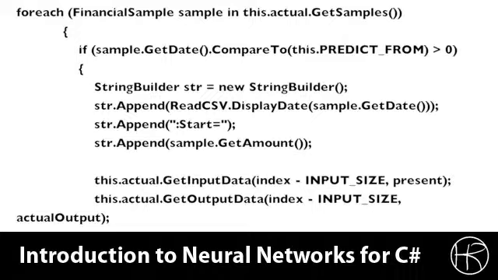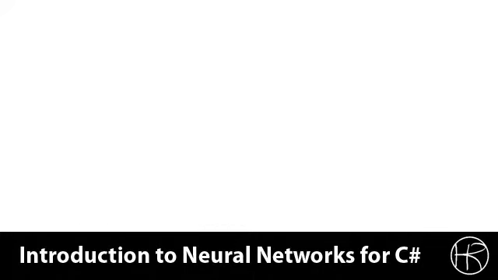We then begin a string that is going to be output. We start with the word start equals, and that is going to let us know the date that we start with, and then we're saying the starting value. This comes from the actual data that we are going to be presenting to the neural network. We'll then begin by getting the input and the actual.